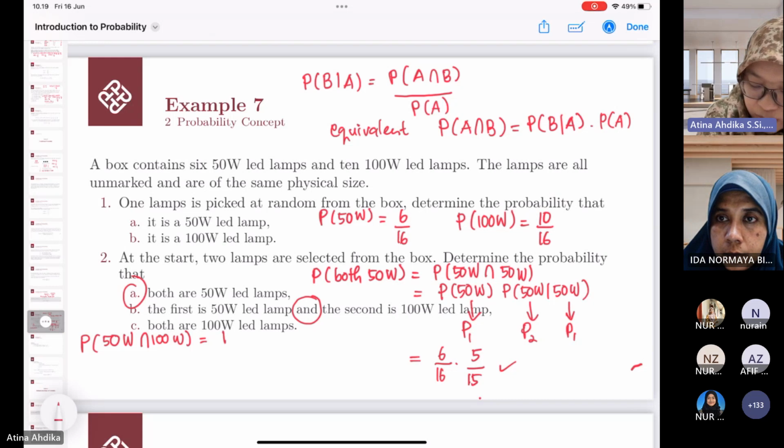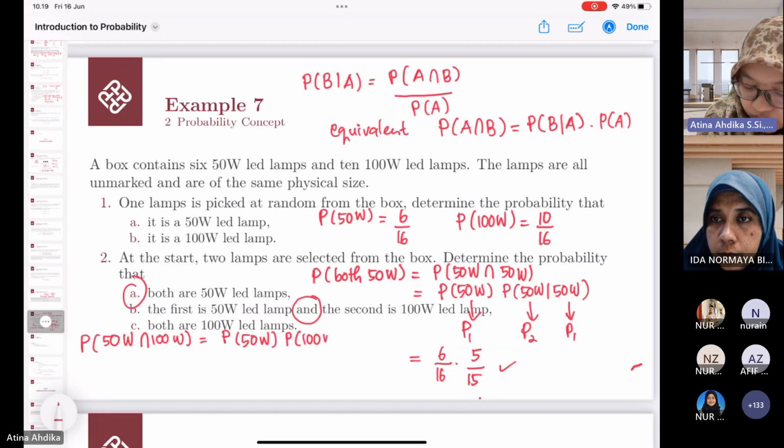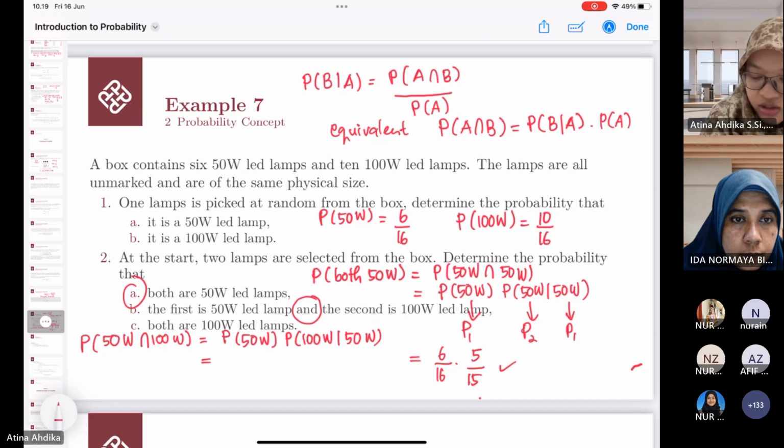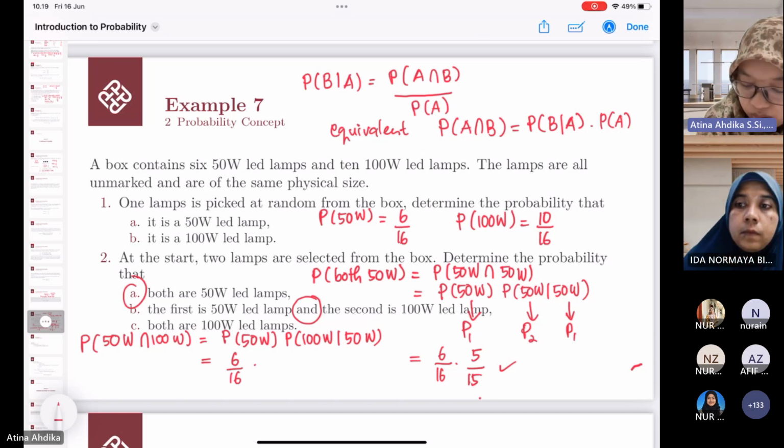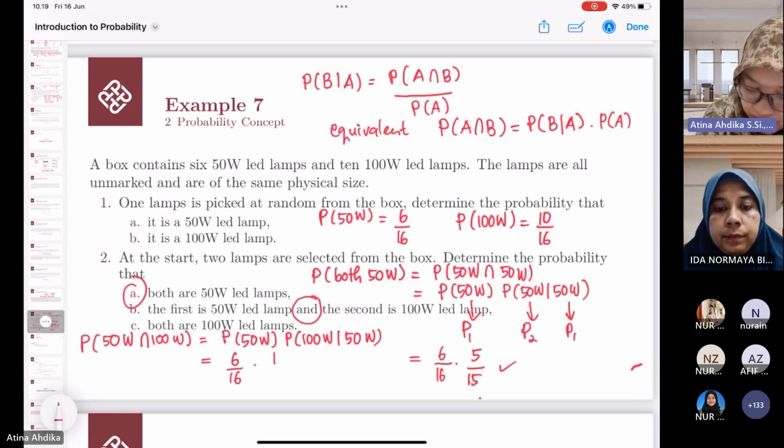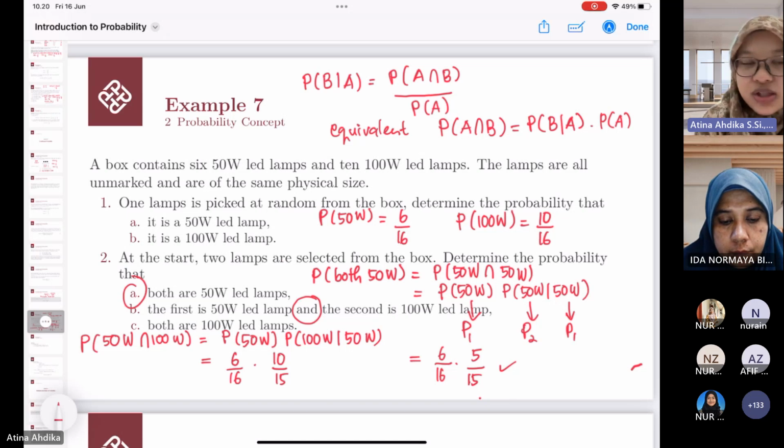So in the first process, we will take the 50 watt, and then in the second process we take the 100 watt, given that the first process is the 50 watt LED lamp. So the probability that the taken lamp is the 50 watt LED lamp is 6/16, and then the second process, after the first process where the taken lamp is the 50 watt, we have here 10/15. So this is the answer of the second question.